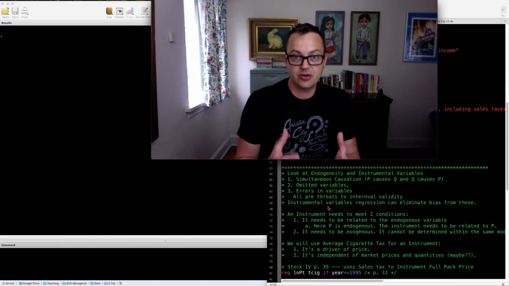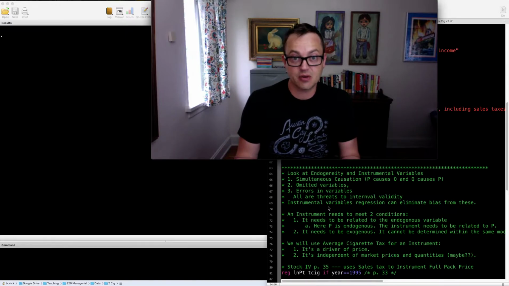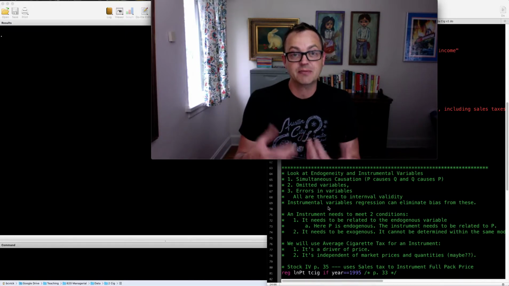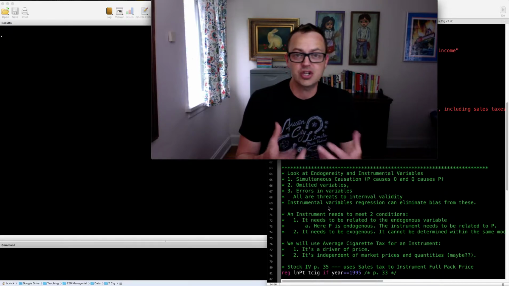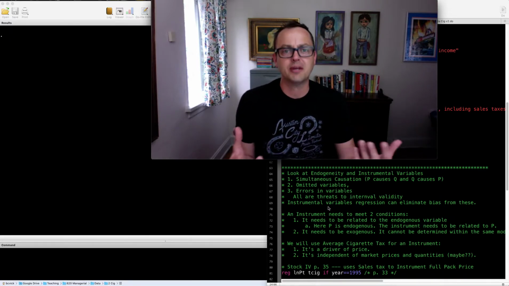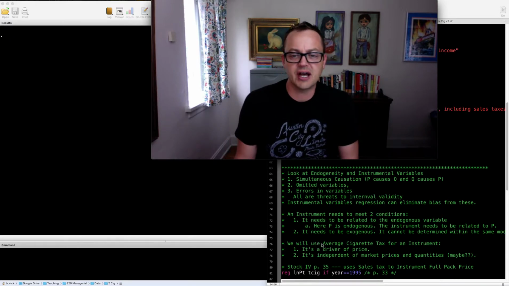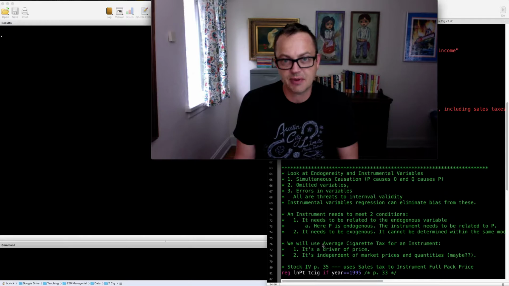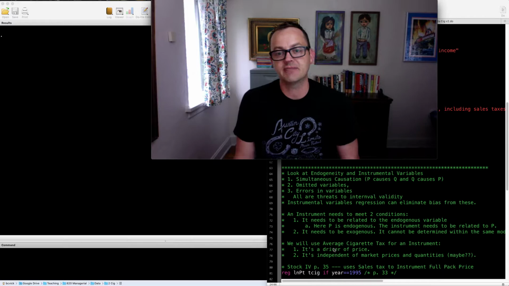So we need two things to happen. We need an instrument for price in this equation. We need something that affects price, but should not have an effect on quantity. It should not be part of our market mechanism. And so what we're going to do here is use average cigarette taxes. That's part of our data set. We're going to use cigarette taxes as our instrument because cigarette taxes are going to drive price. Prices are going to be really affected by those.